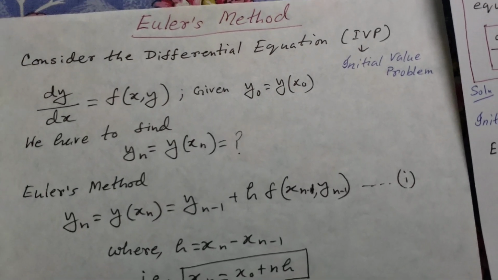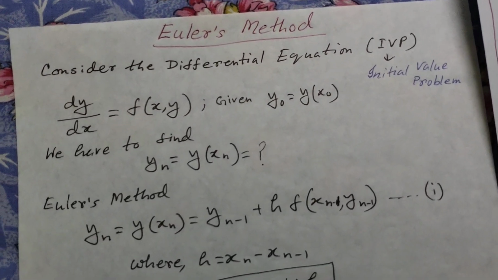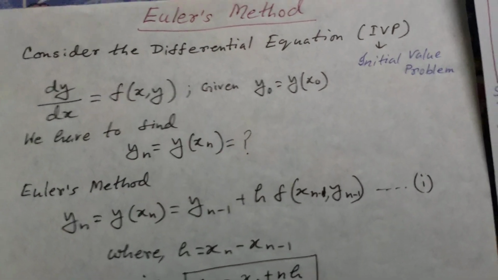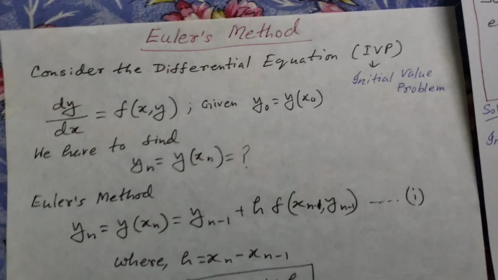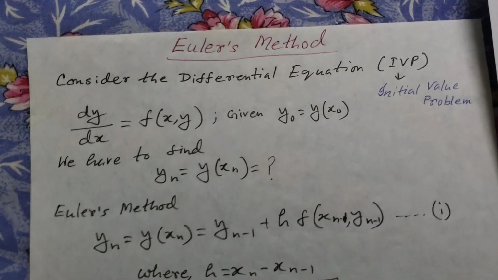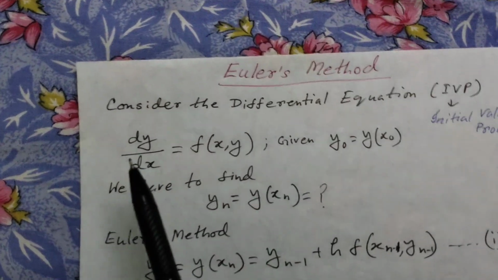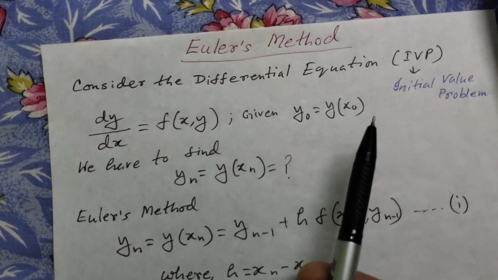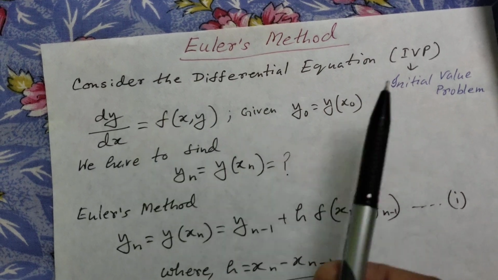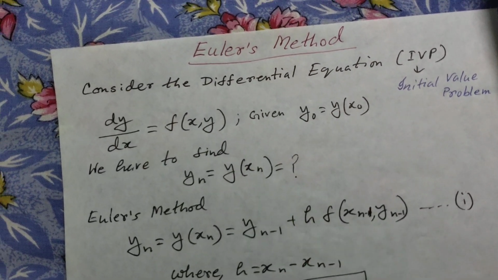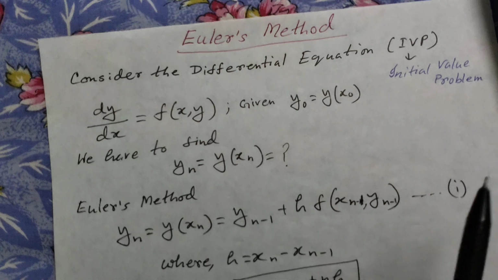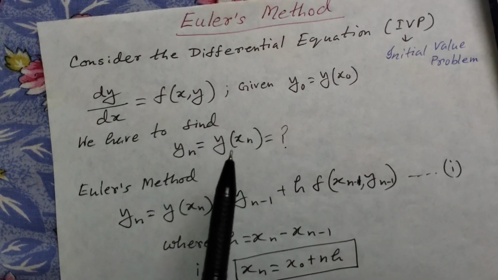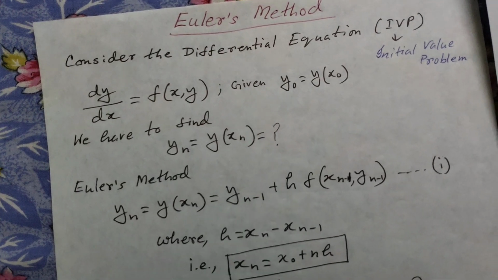As you know, Euler's method is used to solve ordinary differential equations approximately. It means that we'll get an approximate value as a solution of the ordinary differential equation on the basis of some value of x, right? Now consider the differential equation dy/dx = f(x, y), given y(x0) = y0. Sometimes this ordinary differential equation is also called an initial value problem. Now here we have to find yn = y(xn), and what is the value of it, right?